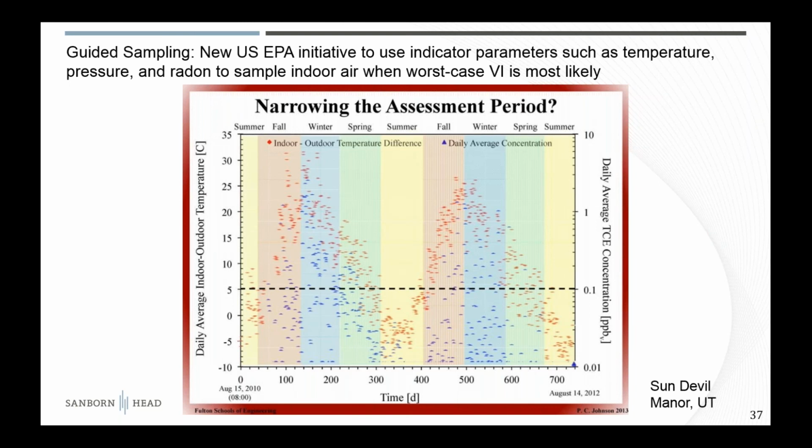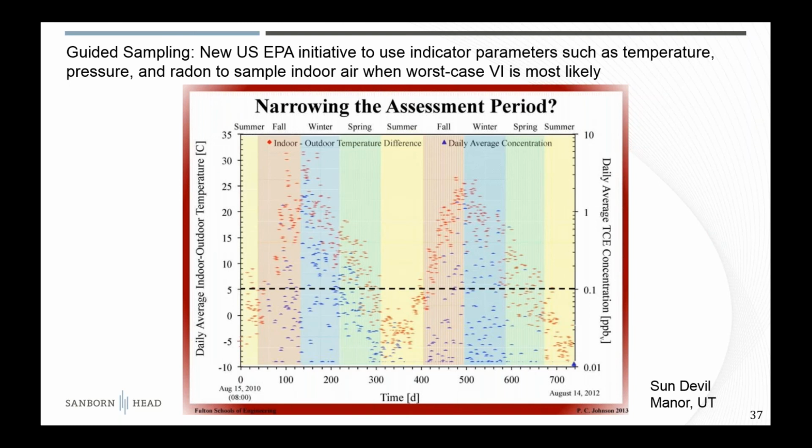But this is that same plot from Sun Devil Manor, looking at indoor air concentrations over a 2-year period. But in addition to the TCE concentrations, also plotted here are the indoor-outdoor temperature differentials over the same time. And you can see that there's at least a visual correlation that when the indoor-outdoor temperature differential is great, that's when you have higher indoor air concentrations for TCE. So this may suggest that temperature differential could be an indicator.